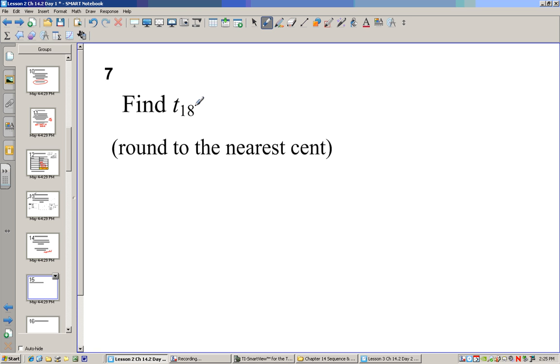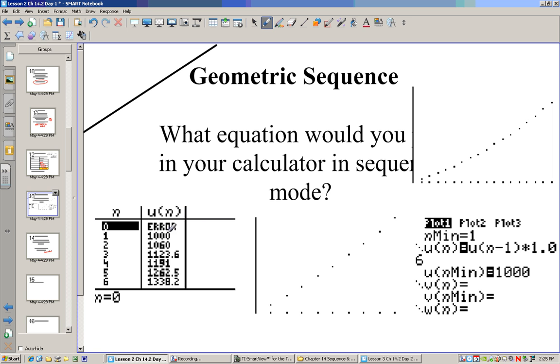Find t sub 18. All right, now t sub 18 would be tough. So let's think about how we set this up. Our first value is just 1,000. Our second value is 1,000 times 1.06. The next value will be 1,000 times 1.06 times 1.06, which is 1.06 to the n power. 1,000 times 1.06, now this would be to the third power, and then to the fourth. So we're just taking 1 from our n value.